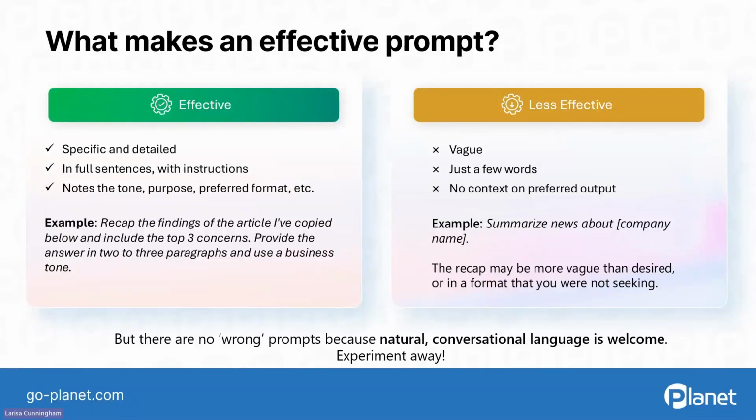If I just say summarize this news about a particular company, I'm probably still going to get a recap. It might be in a couple of paragraphs, or it might be too long, or it might be too short. It might focus on the wrong set of information from that news article because it doesn't know where we're going with this story.